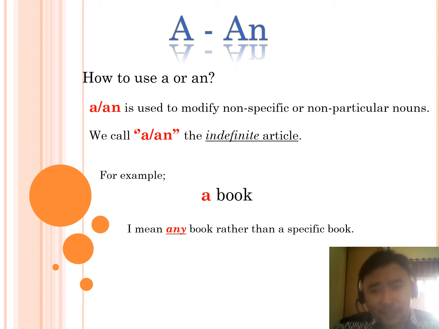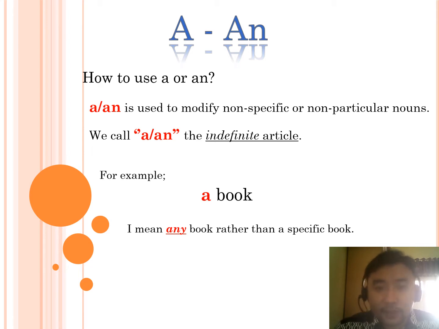How to use a or an? A or an is used to modify non-specific or non-particular nouns. And we can call a or an the indefinite articles. Jadi sebutan lain dari a dan an itu kita bisa sebut dengan indefinite articles. Articles yang tidak tentu atau tidak pasti. Karena itu a dan an digunakan untuk modifikasi satu benda yang tidak pasti, tidak spesifik.